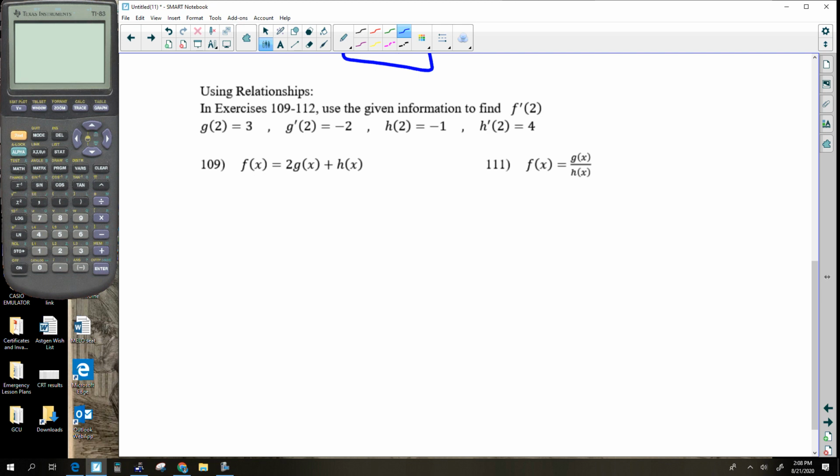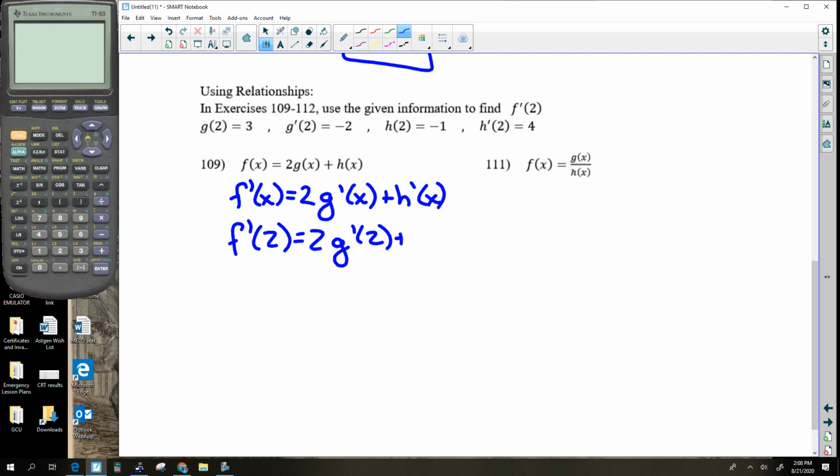Find f prime of 2. So f prime of x itself is 2 g prime x plus h prime x. So you can add just fine. So f prime of 2 is 2 g prime of 2 plus h prime of 2. And so that's 2 times g prime of 2, which is negative 2, plus h prime of 2, which is 4. And so this is going to be negative 4 plus 4.